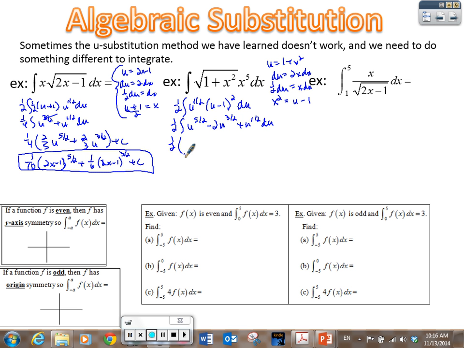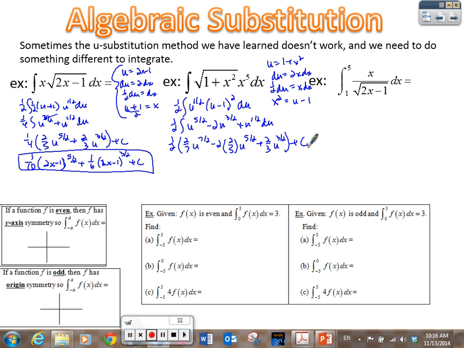Okay, so 5/2 plus 1 is 7/2. So 2/7 u to the 7/2. 3/2 plus 1 is 5/2. So 2/5 u to the 5/2. And 1/2 plus 1 is 3/2. So 2/3 u to the 3/2 plus c.